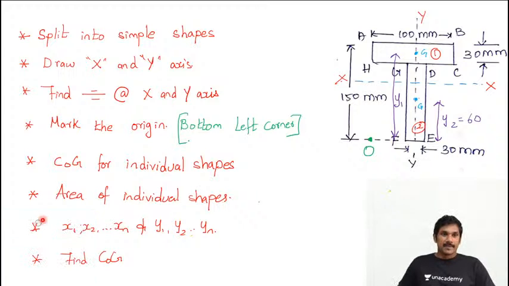Already from the first step, splitting into two simple shapes is done by splitting into two rectangles, and drawing the x and y axes. The x and y axes have been drawn. Find whether it is symmetrical about the x and y axes. Yes, about the y-axis the component is symmetric, but about the x-axis it's not symmetric. So next is to mark the origin. The origin should be marked at the bottom left corner of the total shape. Then find the COG of individual shapes, and the area of individual shapes has to be calculated, and we will do that now.